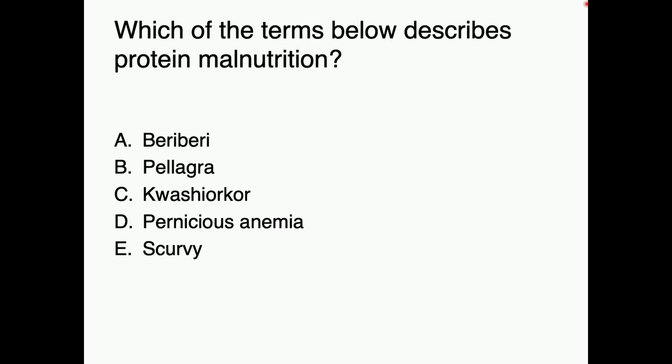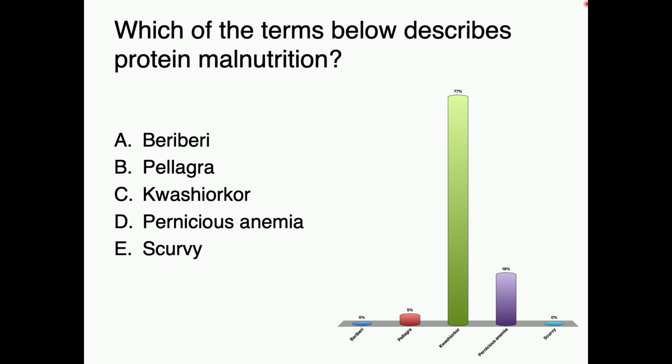Okay, so beriberi is thiamine deficiency, and pellagra is niacin deficiency, and pernicious anemia is vitamin B12 deficiency, and scurvy is ascorbate deficiency, right? Vitamin C deficiency. So that leaves kwashiorkor as protein malnutrition, and yeah, majority of you have that. Okay, what's a prominent clinical feature of kwashiorkor?